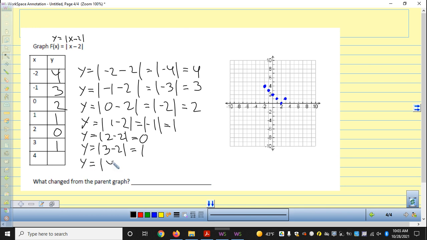And y equals the absolute value of 4 minus 2. 4 minus 2 is 2. The absolute value of that is 2. There's my graph. Nice V shape. Connect it with a straight line. And there's my absolute value graph.